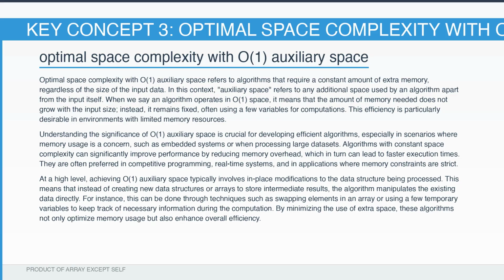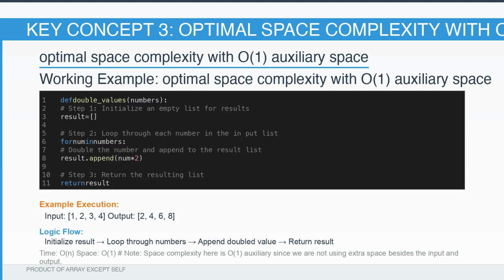Achieving O(1) space often means modifying the original data directly. For example, you might swap elements in an array instead of creating a new one. This not only saves memory, but also speeds up the process by reducing overhead, making these algorithms ideal for real-time applications and competitive programming.